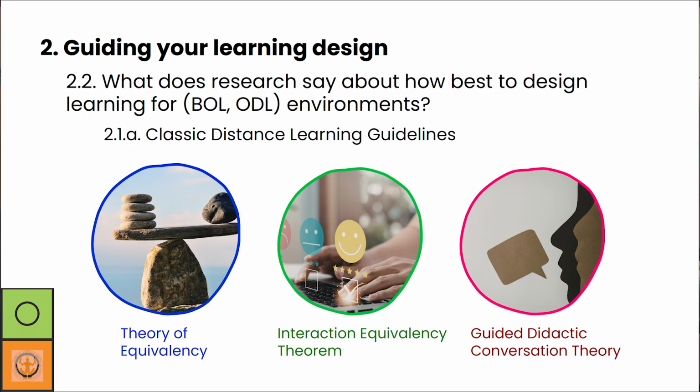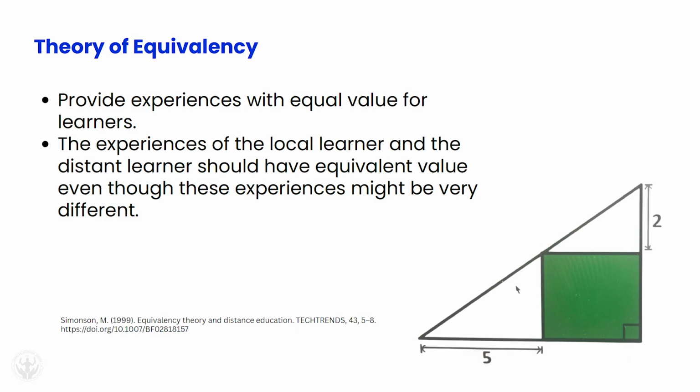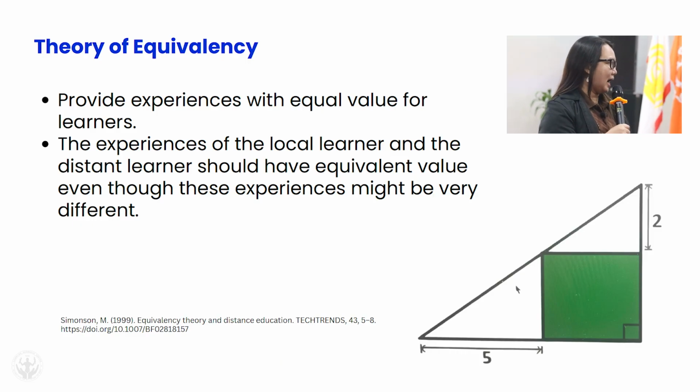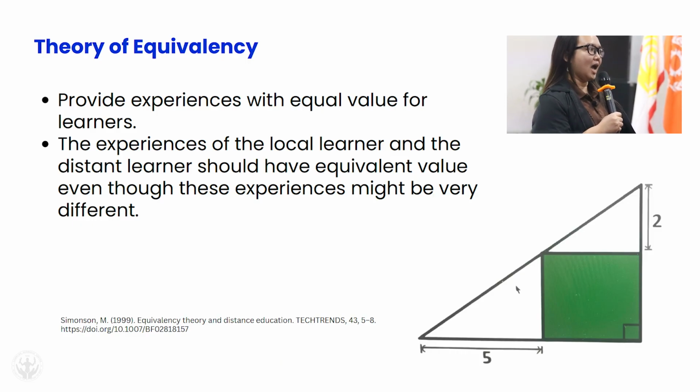But anyway, we will discuss three classic distance learning theories. Next. So, theory of equivalency: the point is, whatever you do in person, you don't necessarily have to have a counterpart online or in distance, if not online. But at the very least, the experience would be equivalent. So why is that the illustration? Think of a square and a triangle. They're fundamentally different shapes, right? But they may have the same area.